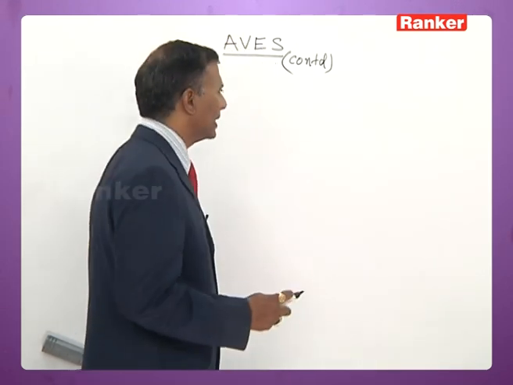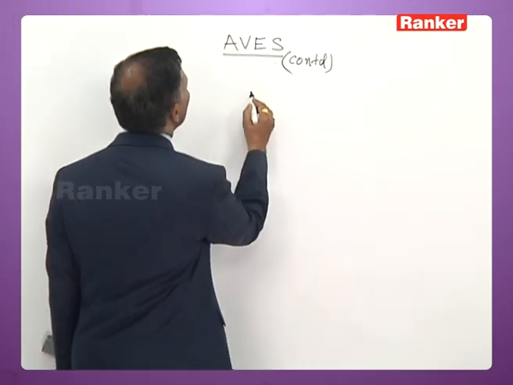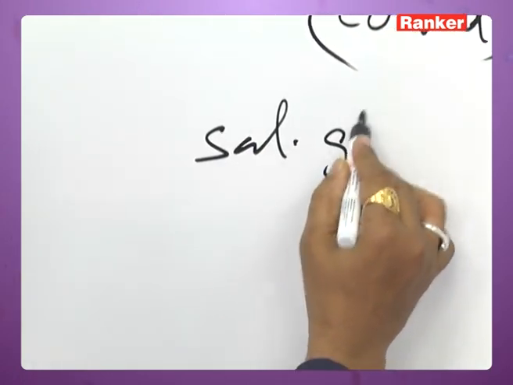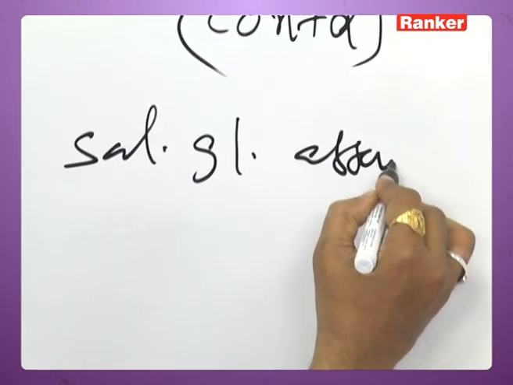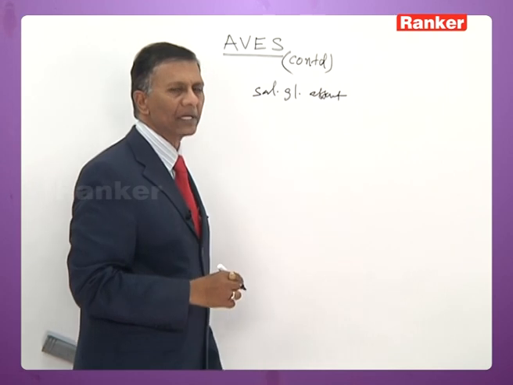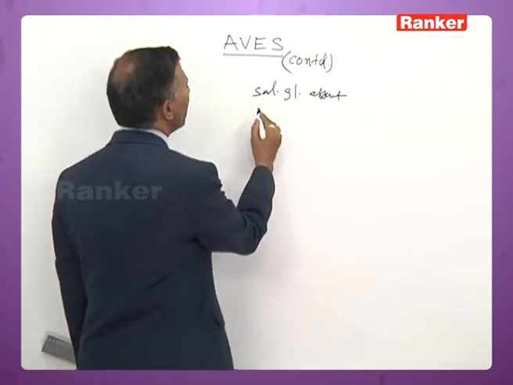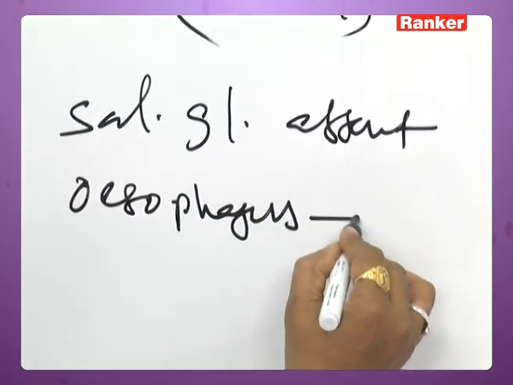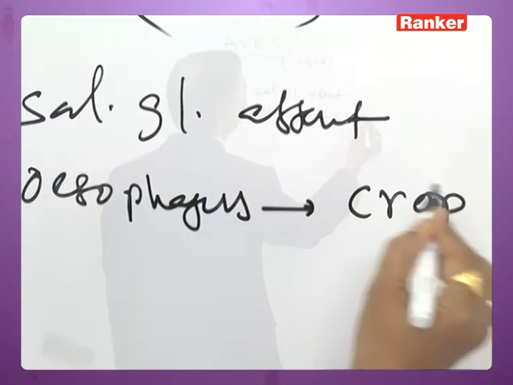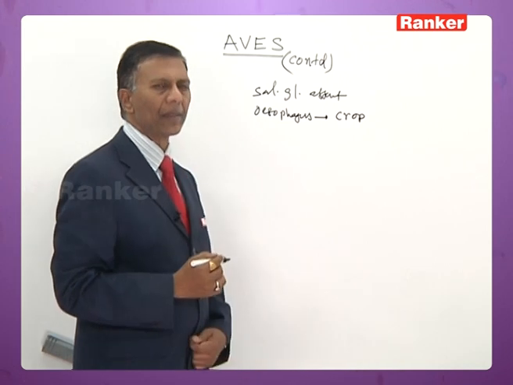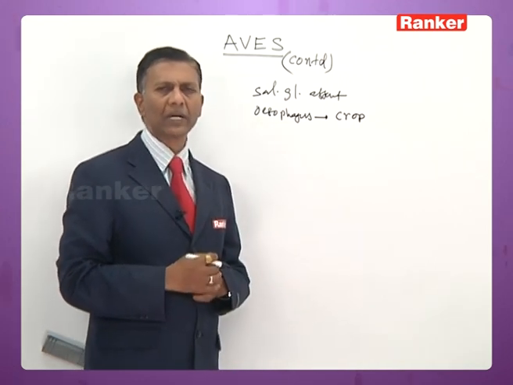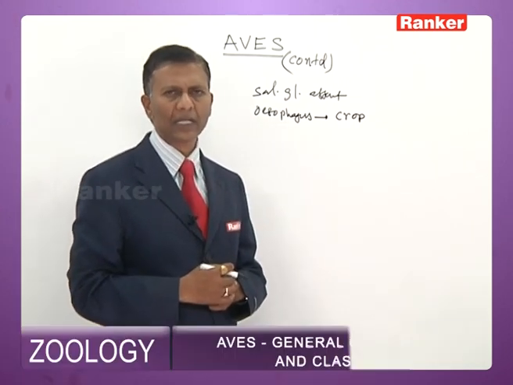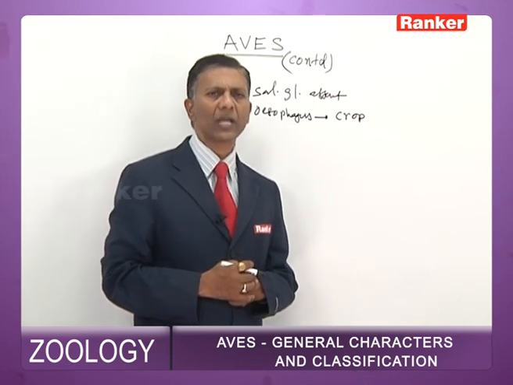In the digestive system modifications, salivary glands are absent in birds. The esophagus is dilated to form crop. This can be asked in MSET and other exams. So crop in birds is a modification of esophagus, and crop acts as a storage organ.